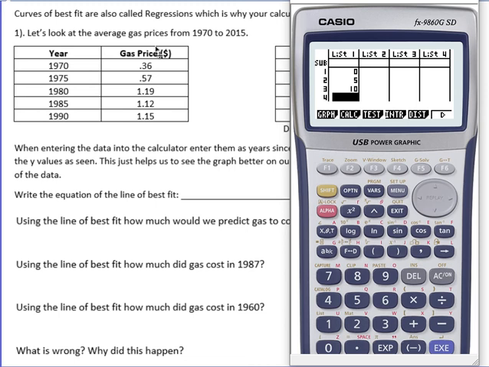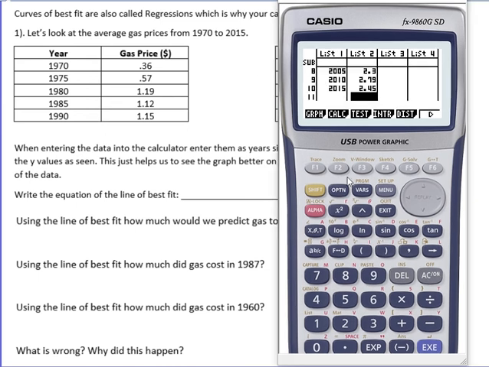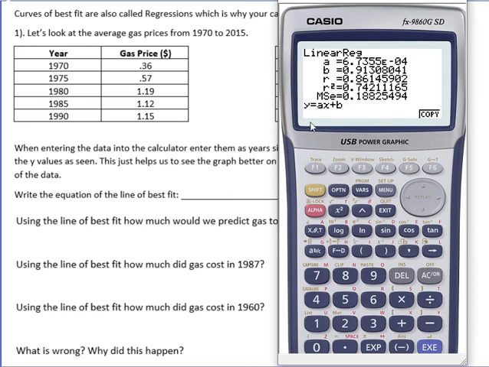So we're going to type in all of the years in list 1, and the gas prices in list 2. Okay, so once I have all of my data entered, I'm going to choose Calc, so that's above F2, and then I want Regression, so that's F3. I'm doing a straight line regression, so I'm going to pick X. You might have an option also to pick aX plus b. That's the one that you're going to pick.